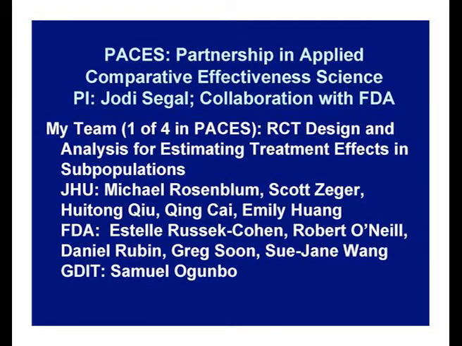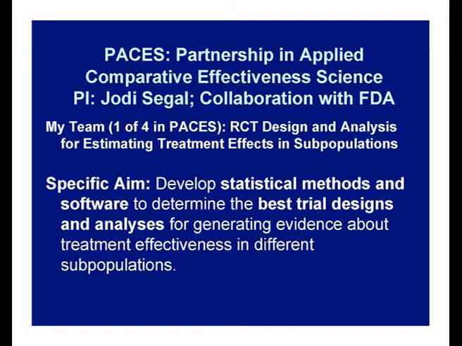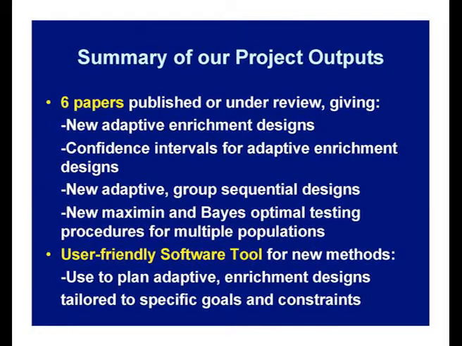The specific aim for our team was to develop statistical methods and software to determine the best trial designs and analyses for generating evidence about treatment effectiveness in different subpopulations. I'll tell you in a minute a little more about specifics, but just the summary of the outputs of this project are 6 papers published or under review. They're mostly just under review, but some have been published.